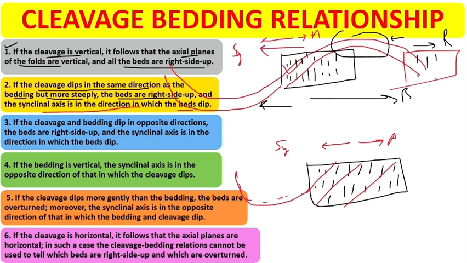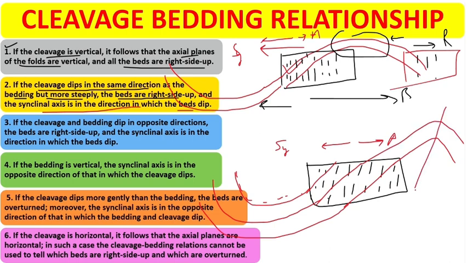Something like this. And it's something like this, this is the actual plane. It is matching with this. And this is the actual plane. It is matching with this. So moving toward the right, we are getting an anticline. Moving toward the left, we are getting a syncline. Okay, I'm going to the third case.